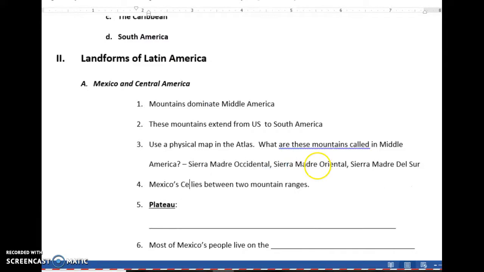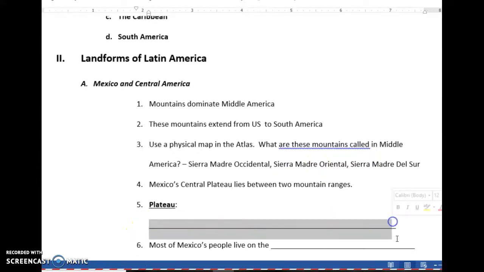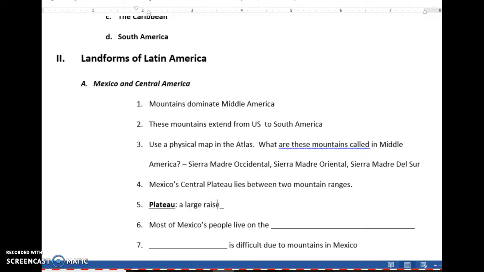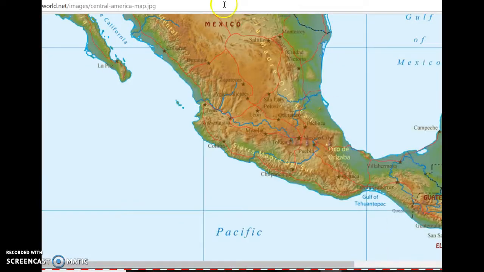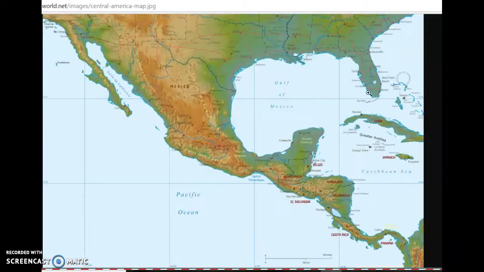So back on your outline, Mexico's Central Plateau lies between 2 mountain ranges. For a definition, the plateau, a large raised area of mostly level land. And most of Mexico's people do live on that Central Plateau. One thing to be careful about, it's brown because of elevation. It is not brown because it is desert. And so you see the lower elevations in through here. You know, it's a higher elevation. Sometimes it is desert, especially up here. This is the Sonoran Desert, but that does not mean that it's desert. So this area is in fact not desert.